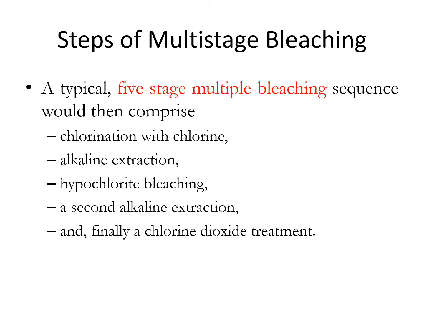For a typical 5 stage bleaching, we will have the stages chlorination, then alkaline extraction, then hypochlorite bleaching, then a second alkaline extraction, and finally treating with chlorine dioxide. So this is a typical 5 stage multi-stage bleaching. With it, the oxygen bleaching and the peroxide bleaching are there, so that becomes 7. The abbreviations we'll also be learning in the next slide: what is C, what is H, what is E, what is O, what is P.